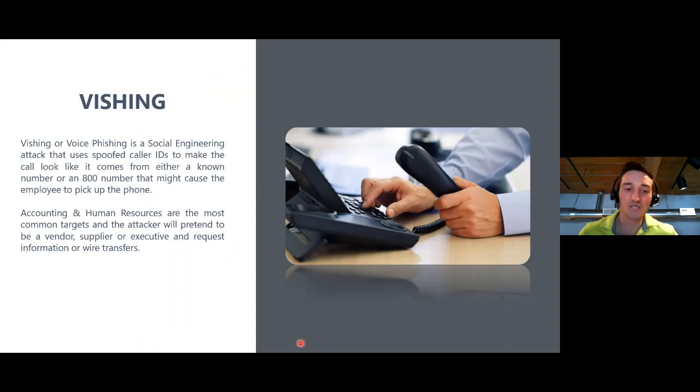Next, we're going to talk about vishing. This, again, is the same as phishing, except it's not through email. It's using a voice or over the phone. And this is very easy to do, because people nowadays can spoof the caller ID on a phone to make it say anything, or make it look like a 1-800 number or a number from a vendor that you're used to seeing. And we found that they target accounting and human resources a lot, just because, again, they have access to the most information and to the financials.